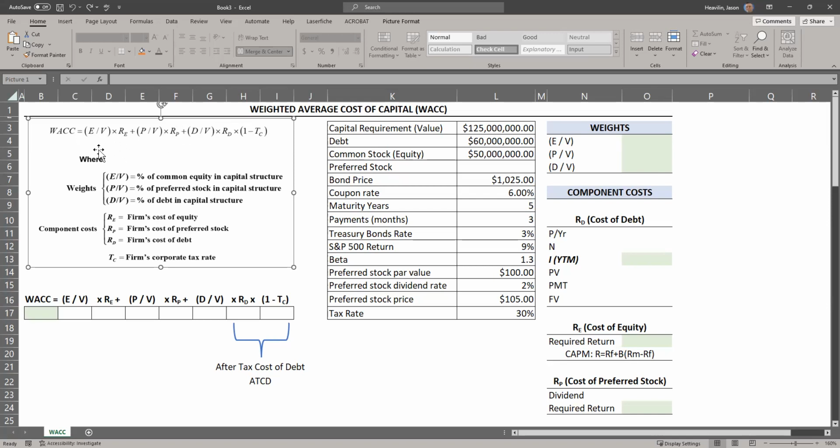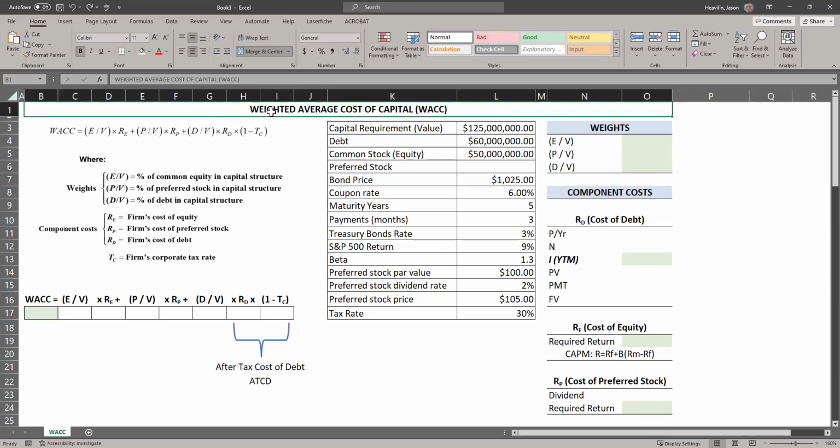In this example, what we have is the weights. These are the parts in parentheses that you see: E divided by V, P divided by V, and D divided by V. Just those three, those are the weights. That's the weighted average portion of the formula. The cost of capital portion are these other letters here: the RE, the RP, and the RD. This last piece here, we'll talk about as we calculate, but that's just one minus a tax rate. And that is for the tax benefit you get when you use debt in your capital.